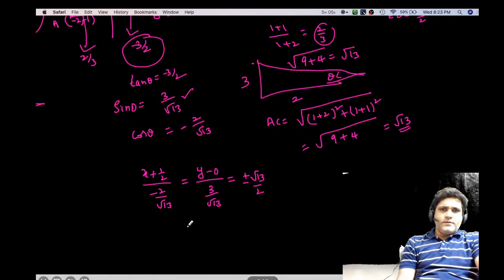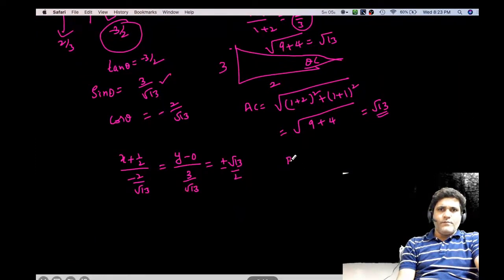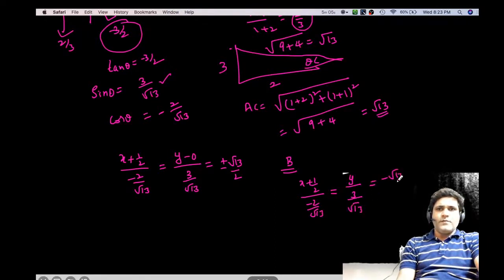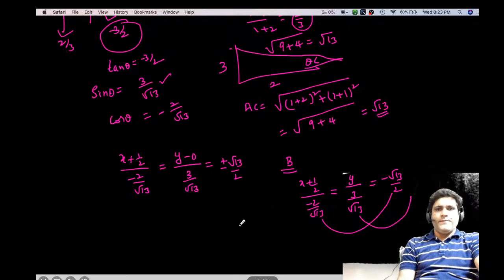Now what you do is write down the B coordinates. For B, R is negative. That is (x plus 1 by 2) by minus 2 by root 13 is equal to y by 3 by root 13, is equal to minus of root 13 by 2. So from here you find the x value and y value. So you will get the coordinates of B.